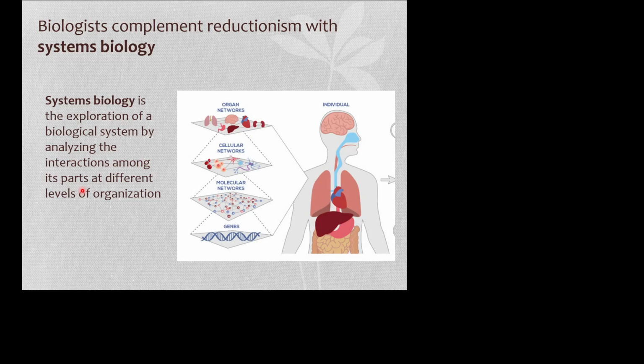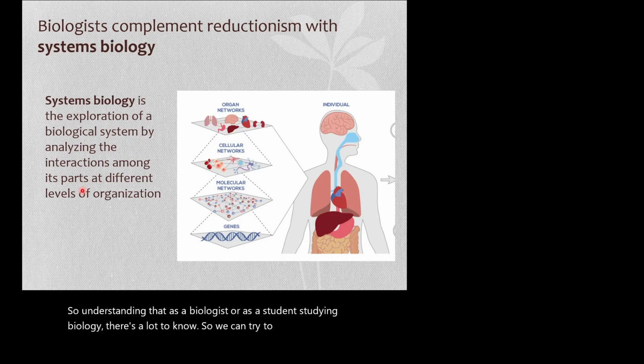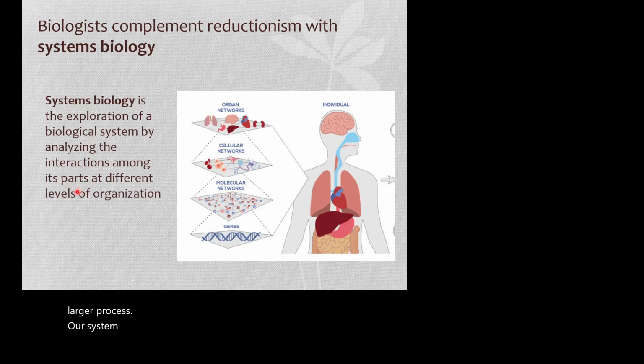So understanding that as a biologist or as a student studying biology, there's a lot to know. So we can try to simplify things, but ultimately the purpose of understanding those simple facts is to see the bigger picture and how those all interconnect to allow a larger process or system to function. So it is complicated. The human body is not a simple thing.